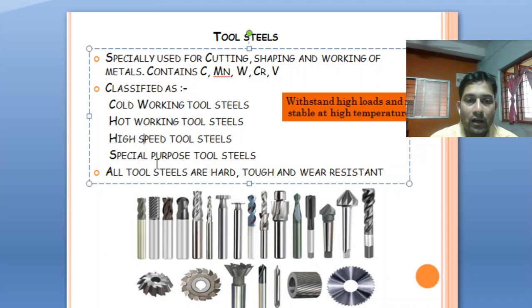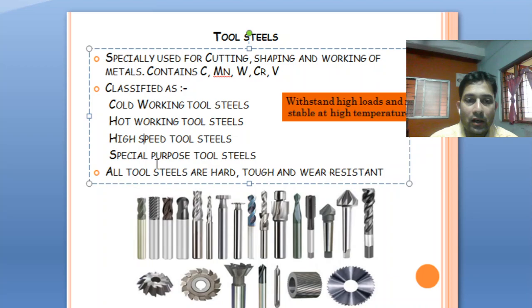Yeah, so we will go ahead with the first type of tool steel, called a cold working tool steel. You should remember that this type of steel is used for making tools wherein you have to deform the steels at cold temperature applications, or cold working. What is this cold working and hot working?